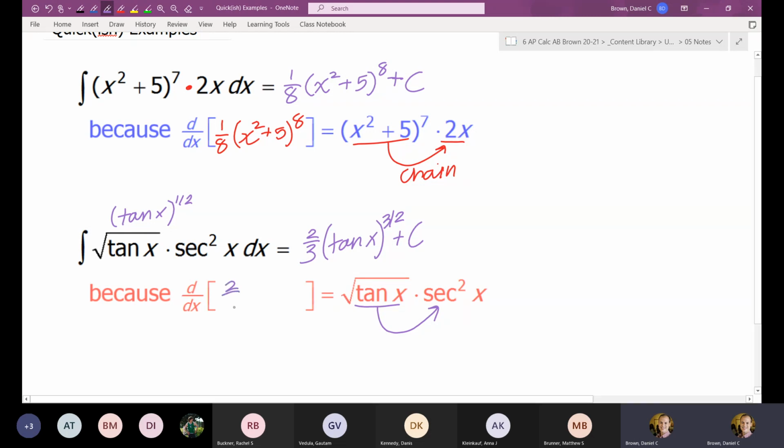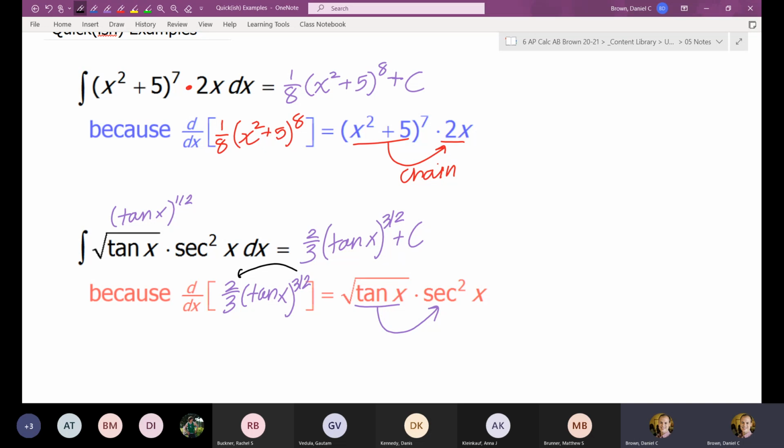What's the derivative of 2/3 of tangent of x to the 3/2? I know that 3/2 is going to come down in front. That's going to cancel out with the 2/3. 3/2 minus 1 is 1/2. Square root shows up, times the derivative of the inside. The derivative of tangent is secant squared, so that one works out correctly.